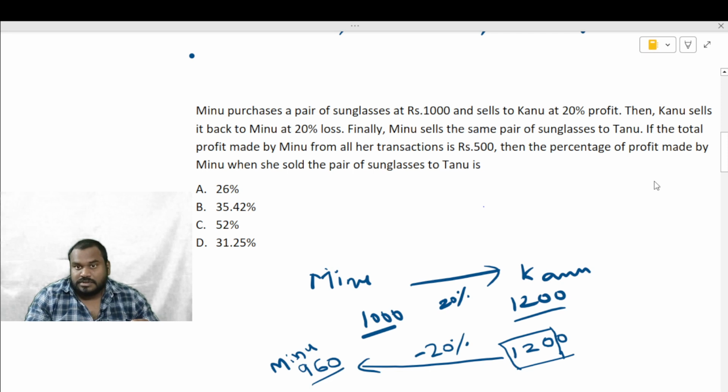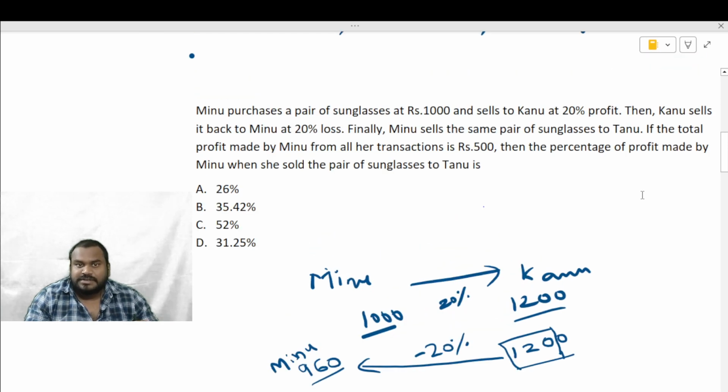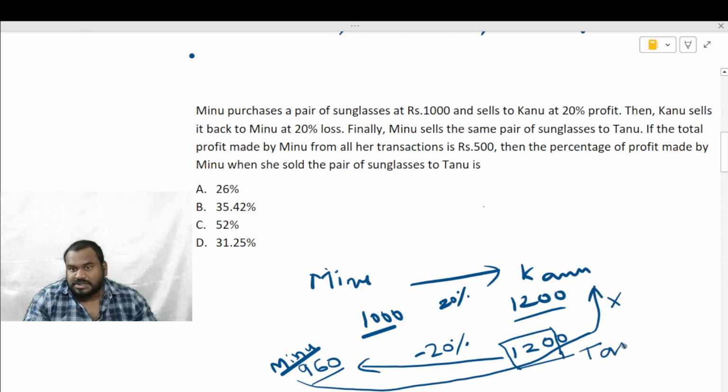Okay. Because Kanu was in loss, not Minu. Minu is already in profit itself. Finally, what happened? Minu sells the same pair of sunglasses to Tanu. The same Minu is again selling it, not to Kanu. No, there is one more person called Tanu. To Tanu, she is selling it with some profit. With some profit amount we don't know. That's what we need to find.